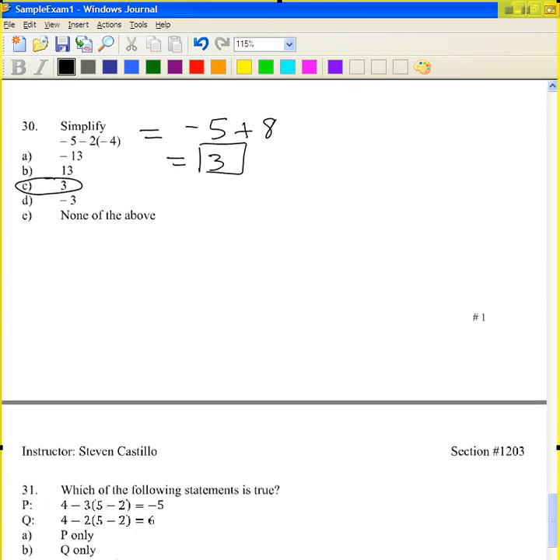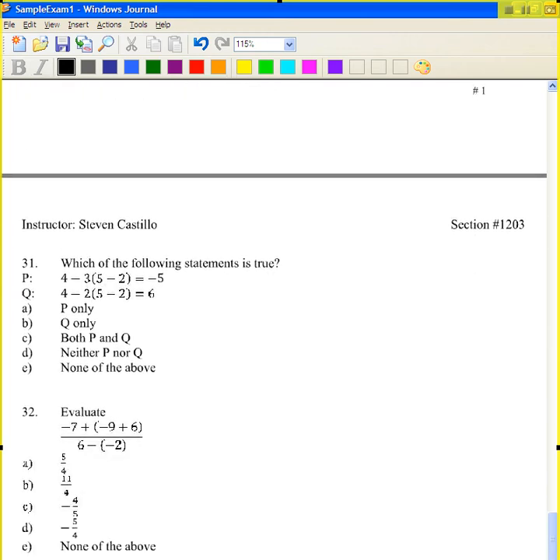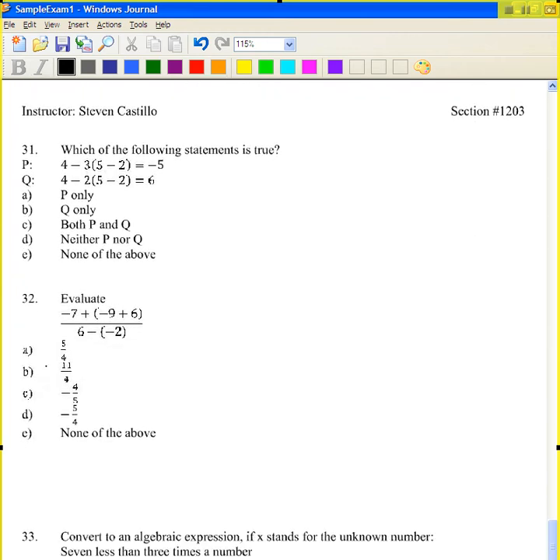31. Which of the following statements is true? And so let's do P.